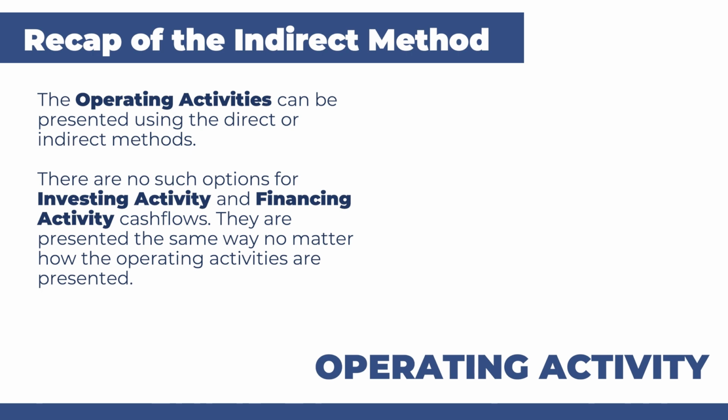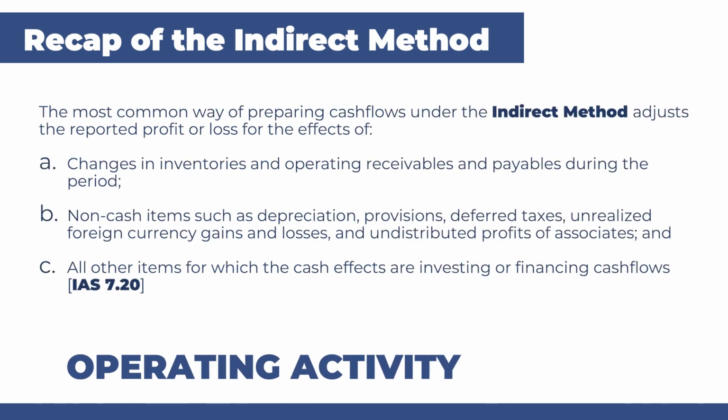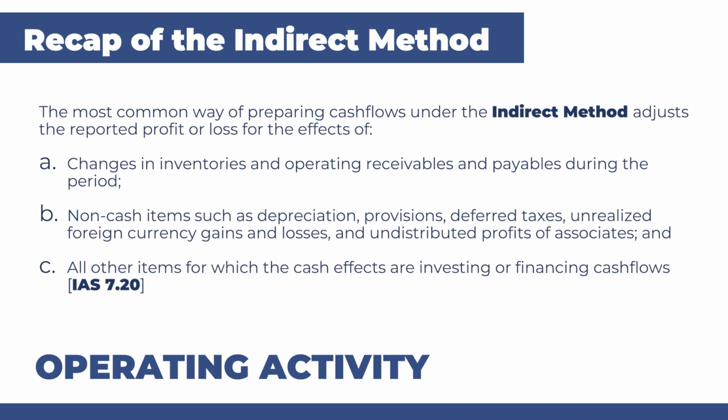The first important thing to remember is that the most common way of preparing cash flows under the indirect method adjusts the reported profit or loss for the effects of changes in inventories and operating receivables and payables during the period, non-cash items such as depreciation, provisions, deferred taxes, unrealized foreign currency gains and losses, and undistributed profits of associates, and all other items for which the cash effects are investing or financing cash flows.